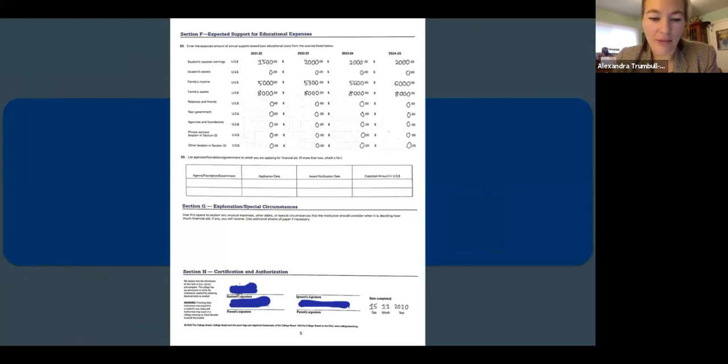And please remember to sign on the bottom. We will come after you if we don't see a signature. It's really important to attest that the information above is correct. So please don't forget that last section on the bottom there.